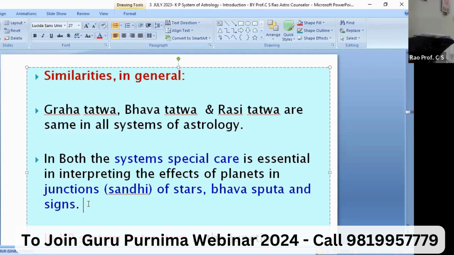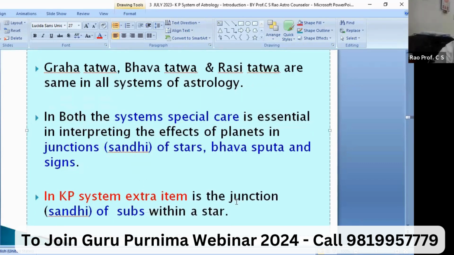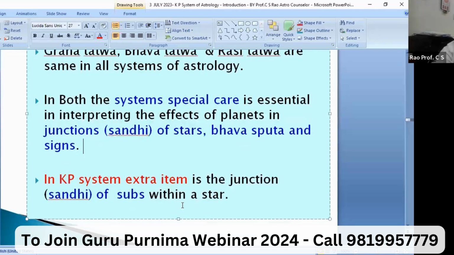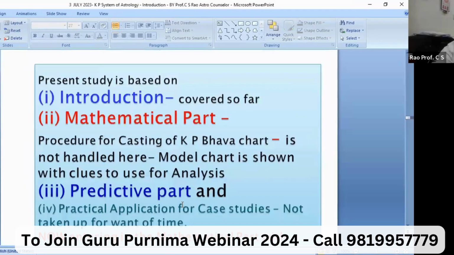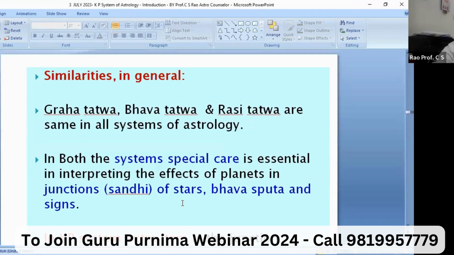Otherwise, it is difficult. So care is essential in the case of the subs in any system, either in the traditional system or the KP system. In any system you follow, junctions are very useful. In the case of the subs within a star, the KP system's extra item is this junction of sub. So these are the similarities and differences between the KP system and the traditional system. I have dealt with that.